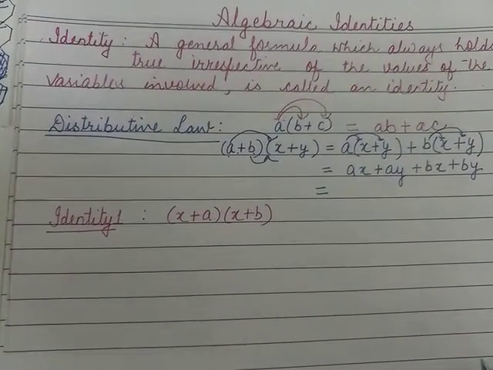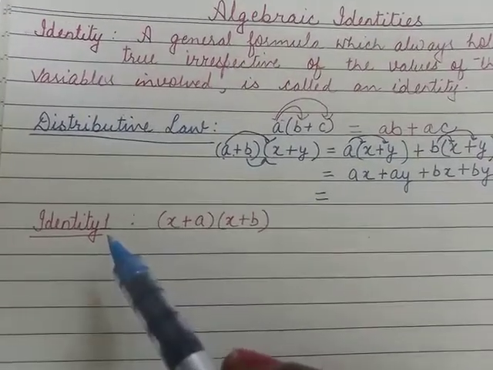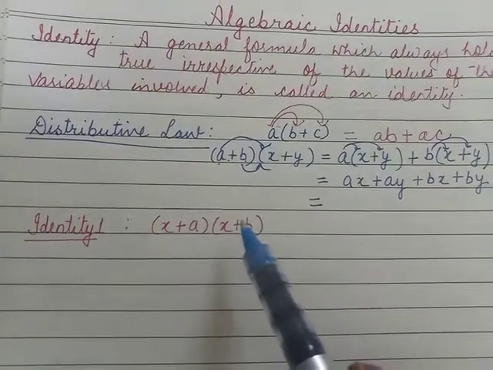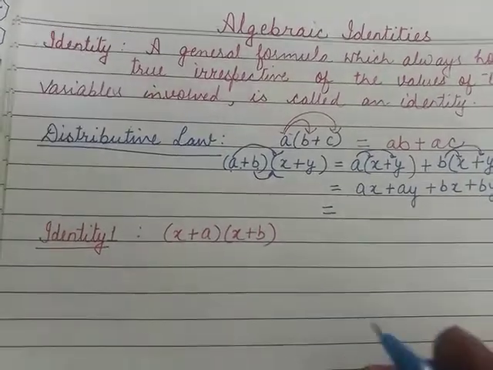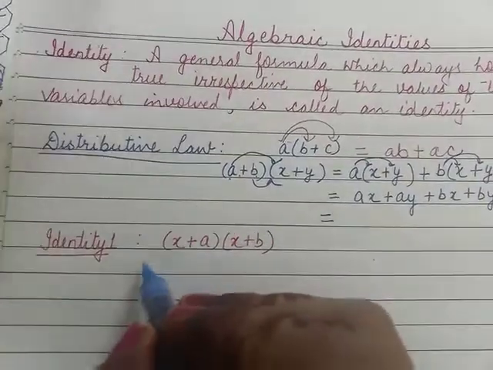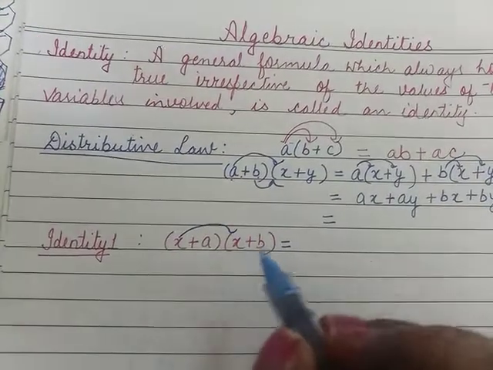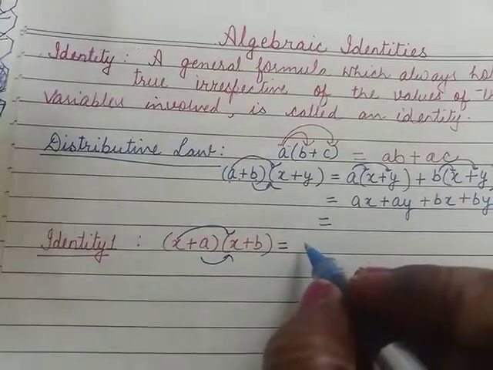Now I am going to discuss the identities given in the chapter. The first identity that I am going to talk about is given x plus a into x plus b. See how this identity is framed. If we apply the distributive law, that means this x is multiplied with x plus b as well as this a is multiplied with x plus b.